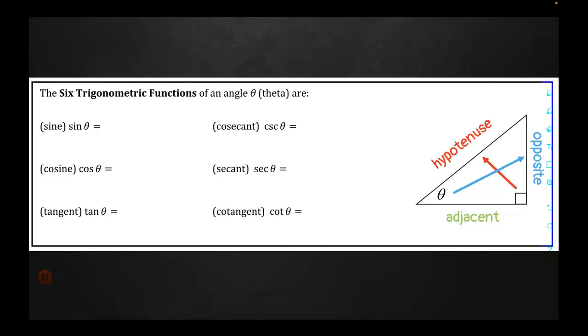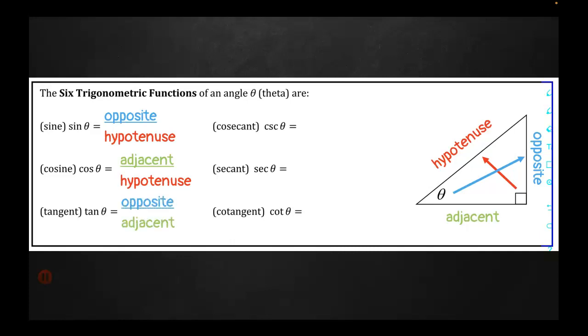So let's use these sides to see what the ratio, what the comparison of our side lengths is for sine, cosine, and tangent. With sine, we're comparing the opposite side over the hypotenuse. So there's our first ratio. The second trig function is cosine, which is the adjacent side over the hypotenuse. And the last one is tangent, which is the opposite over the adjacent side. So that's probably where you might have heard the acronym SOH CAH TOA. Sine is opposite over hypotenuse, cosine is adjacent over hypotenuse, and tangent is opposite over adjacent.